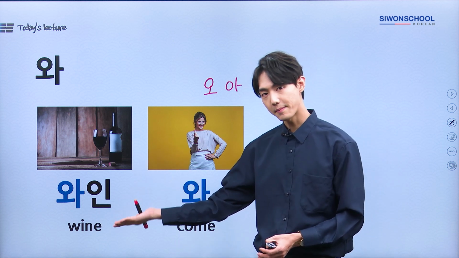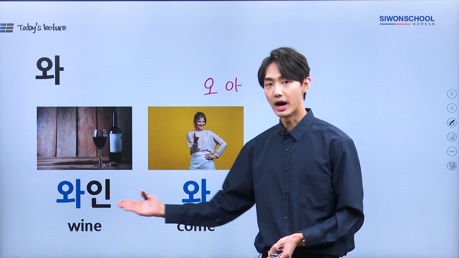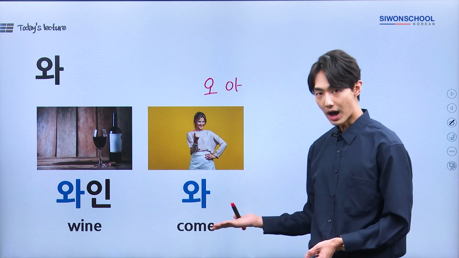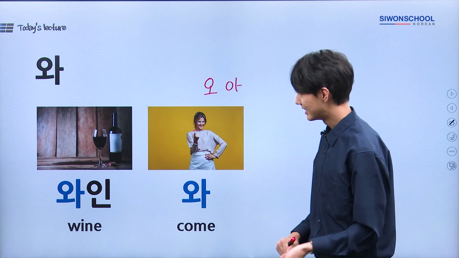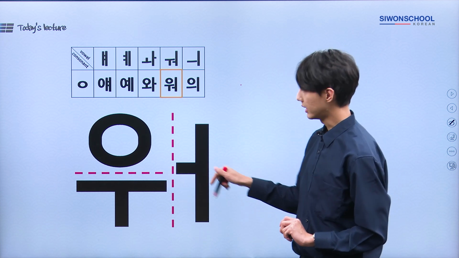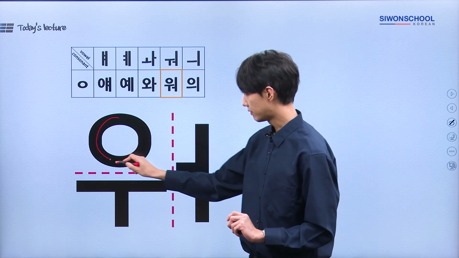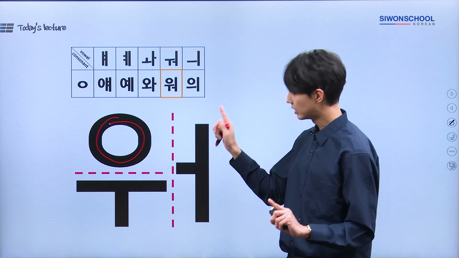So what is this one again? Wine. Repeat after me. Wine. Wine. And then wa. Or wa. Doesn't matter. Okay? Next one. So this one is wa. Okay? So the consonant first. And then which one comes first? I told you. The bottom one.